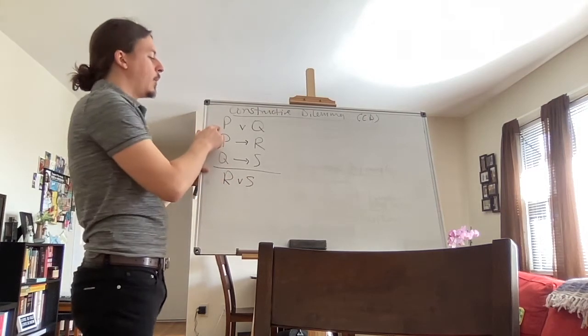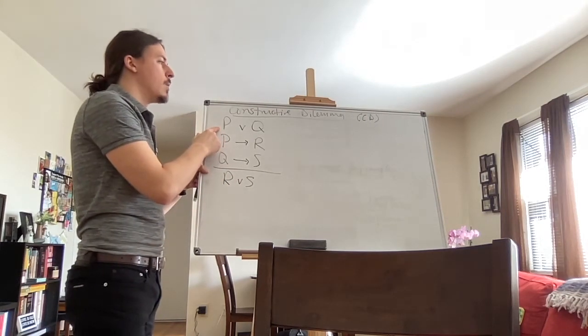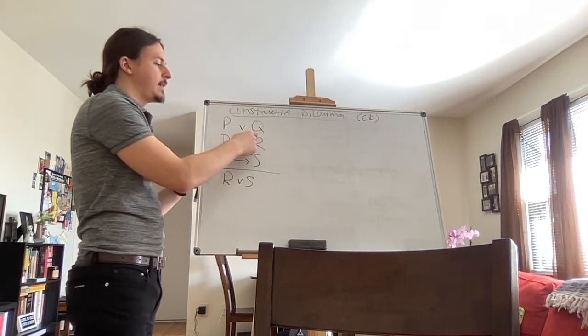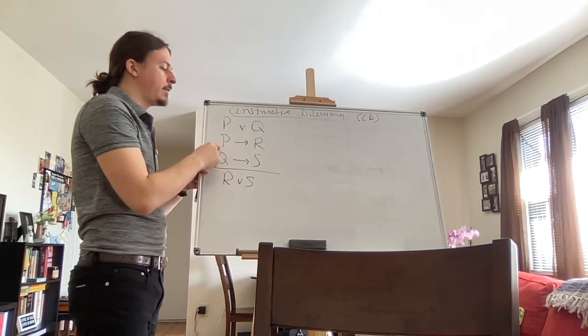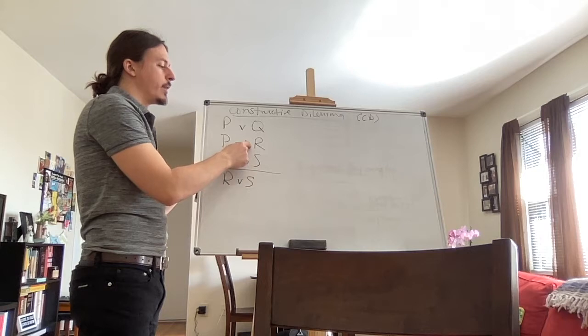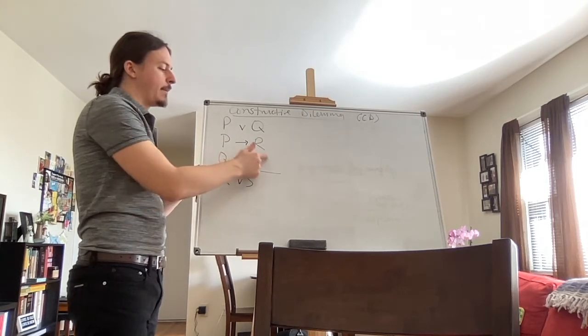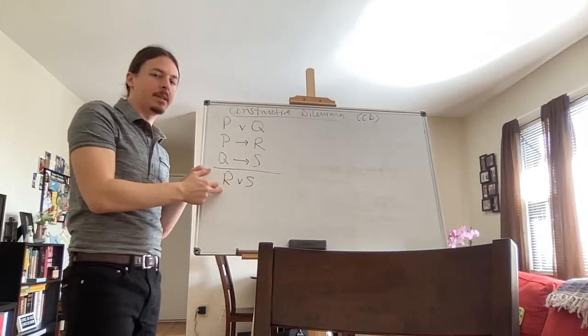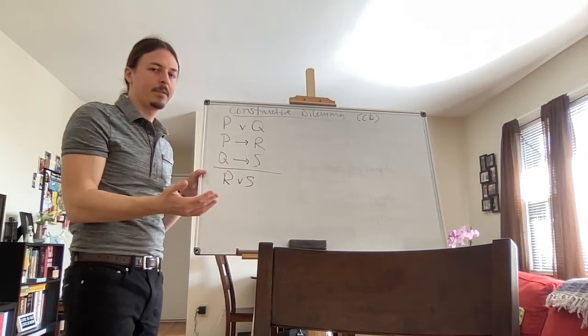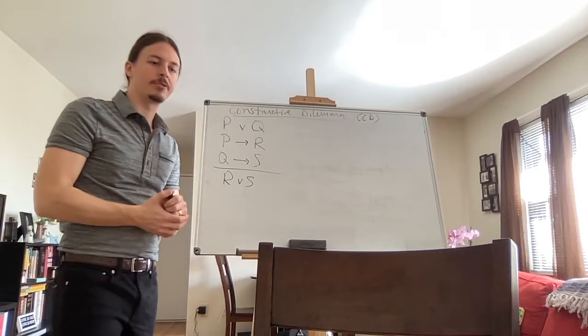Or we're either going to Bill's house or we're going out to eat. If we go to Bill's house, we're going to have a book club meeting. If we go out to eat, we're going to get a pizza. So either we're having a book club meeting or we're getting pizza. That's basically the idea of a constructive dilemma.